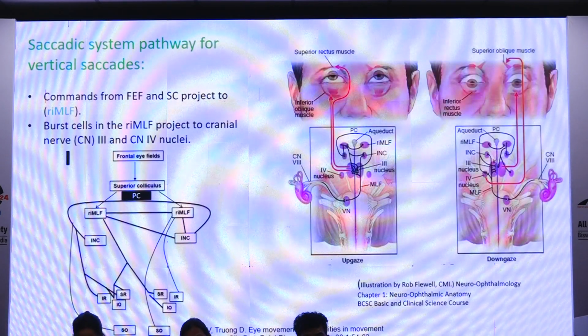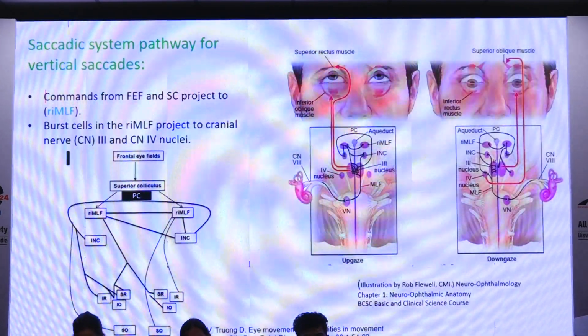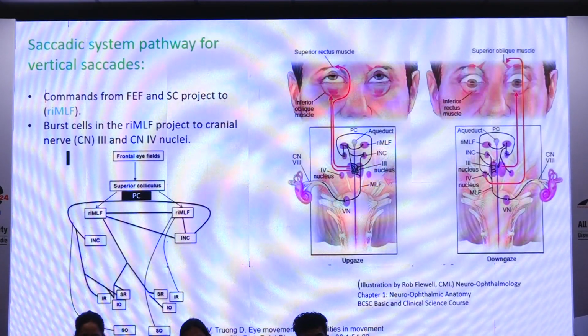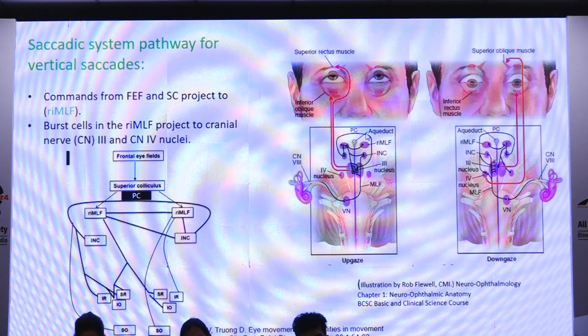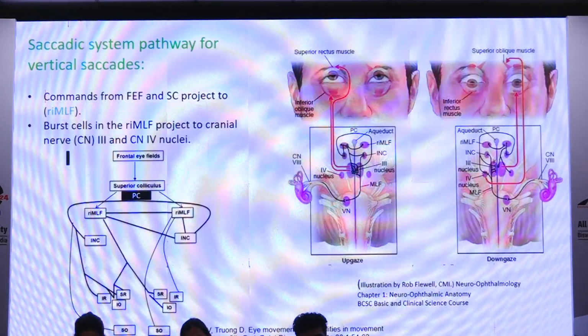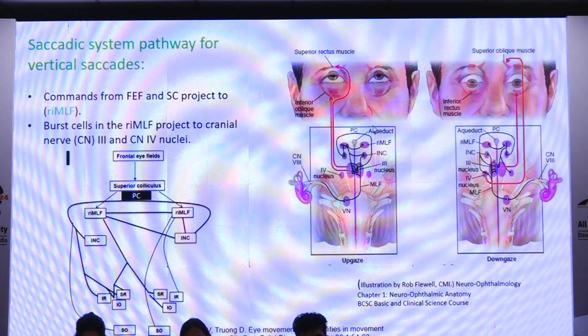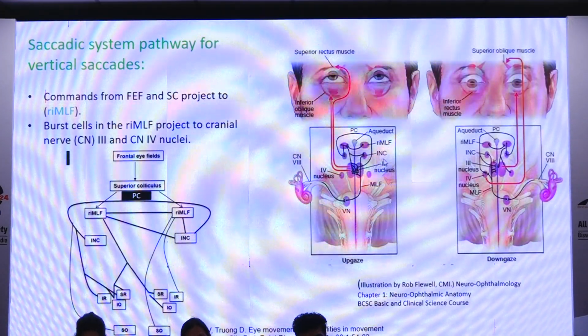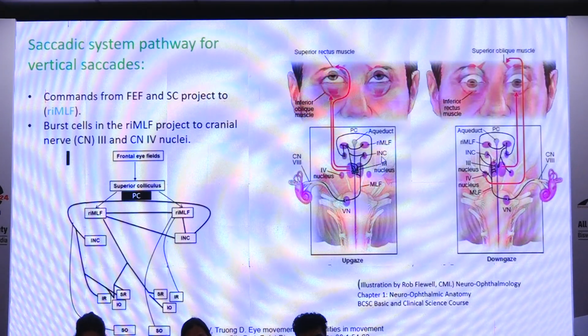So this is our vertical system. Again just remember two names, the rostral interstitial nucleus, and this is also the pathway system. The vestibular and saccadic systems meet at one point. So this is the saccadic system for the vertical saccade pathway. Here it is the rostral interstitial nucleus and the neural integrator, the interstitial nucleus of Cajal.